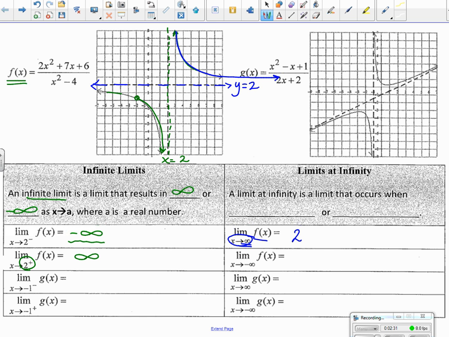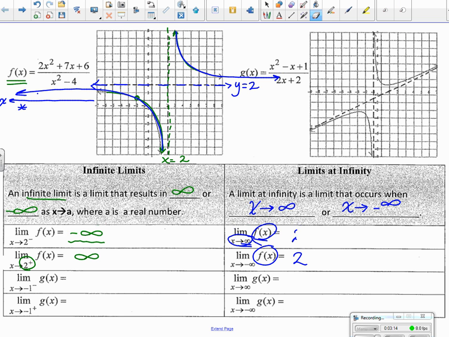When I look at negative infinity, I'm going to be choosing an x value, so maybe on my x-axis, if I extend my x-axis, maybe I'm out in this range somewhere. What is happening to my graph? Well, it's coming up and reaching my horizontal asymptote from underneath, and it still has a limit that is 2. So notice this was the f of x function. A limit at infinity is a limit that occurs when x approaches infinity or x approaches negative infinity.